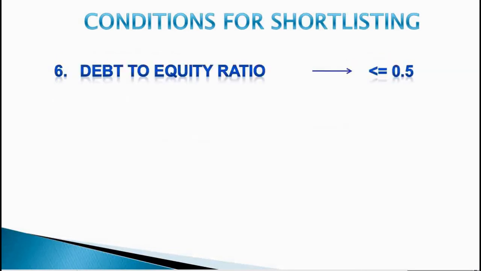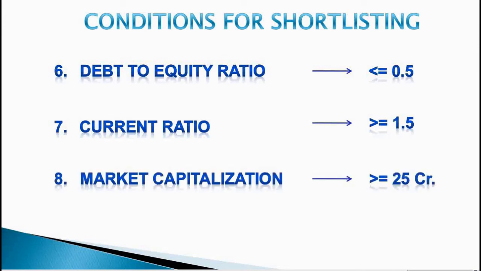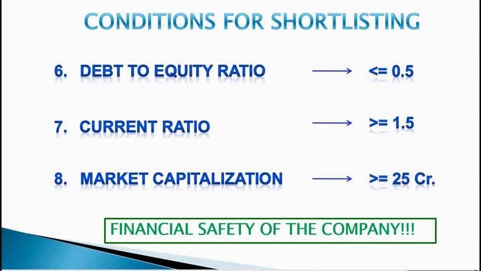Sixth condition is debt to equity ratio should be 0.5 and below. Current ratio should be 1.5 and above. Market capitalization should be 25 crore or above. These 3 factors give us idea on financial safety of the system.